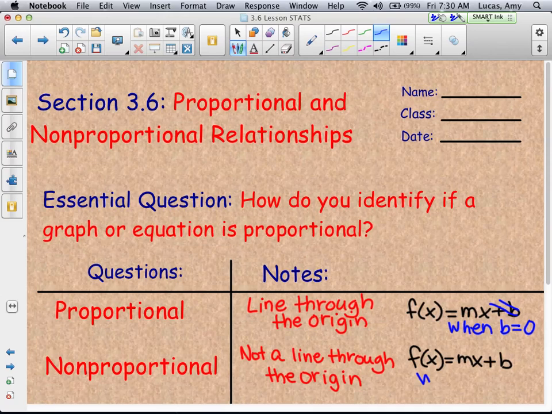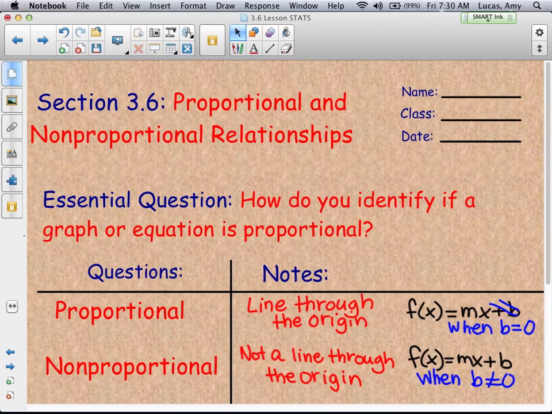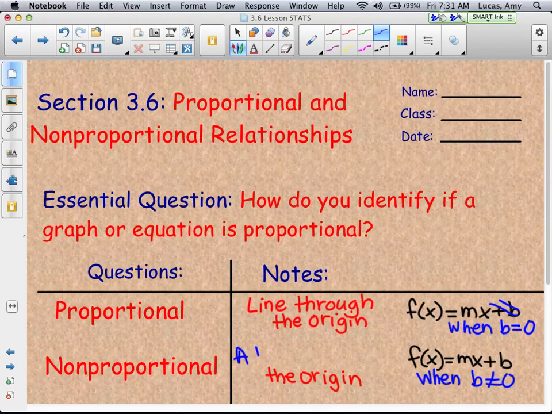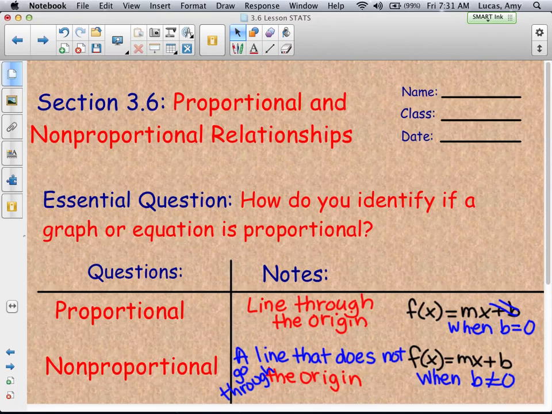And on the other one, for non-proportional, it's when b is not equal to 0. So when b is something else, it's going to be a line that does not go through the origin. So maybe instead of saying not a line through the origin, we should say a line that does not go through the origin. There, that sounds better. So a line through the origin and a line that does not go through the origin.